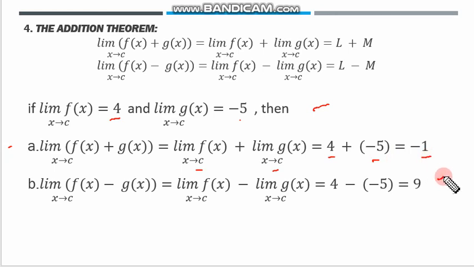Same goes here in our subtraction theorem. So we will just subtract the limit of f of x minus g of x as x approaches c. We will just subtract the individual functions. So the limit of f of x as x approaches c, that's 4, minus the limit of g of x as x approaches c, that's negative 5. So 4 minus negative 5 is equal to positive 9.